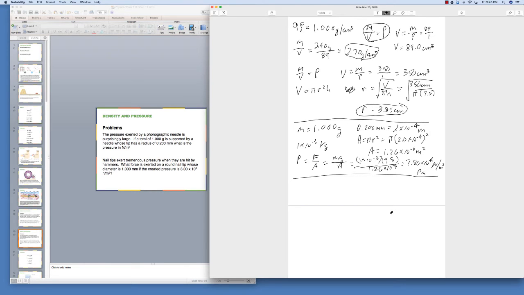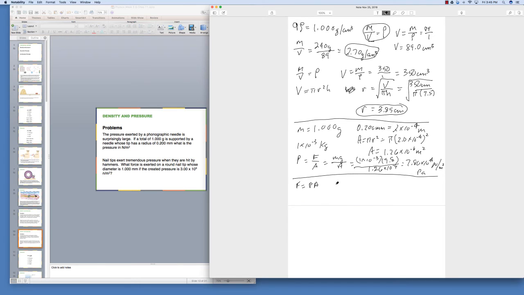One final problem before we wrap this part of the lecture series up. Nail tips exert a tremendous pressure when they're hit by hammers. That's why they penetrate wood. What force is exerted on a round nail tip whose diameter is 1 millimeter if the created pressure is 3 times 10 to the 9th newtons per square meter? Again, force is equal to pressure times area.